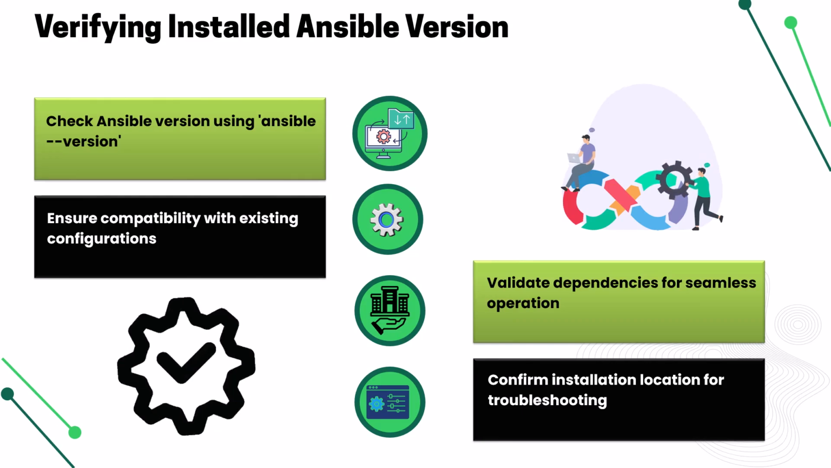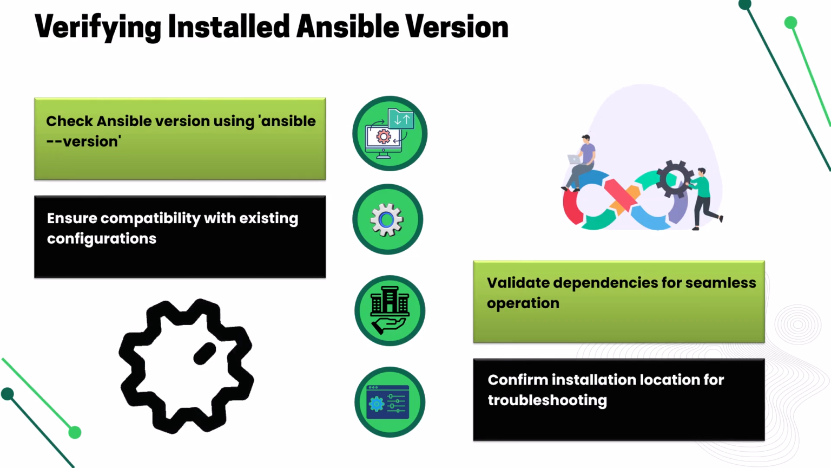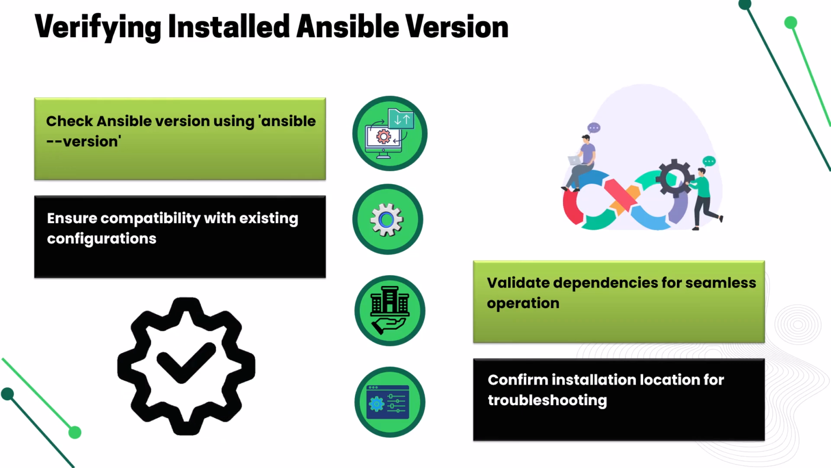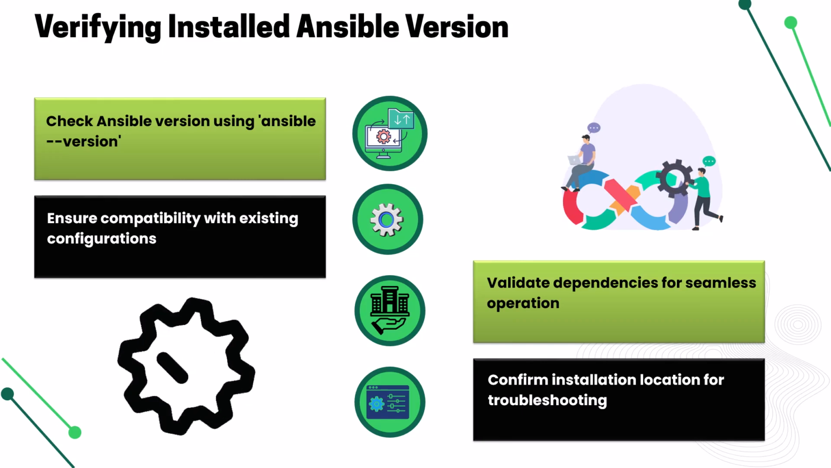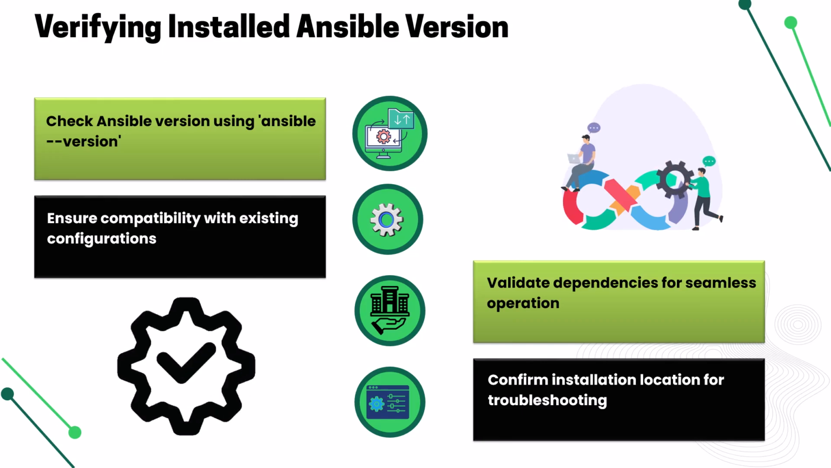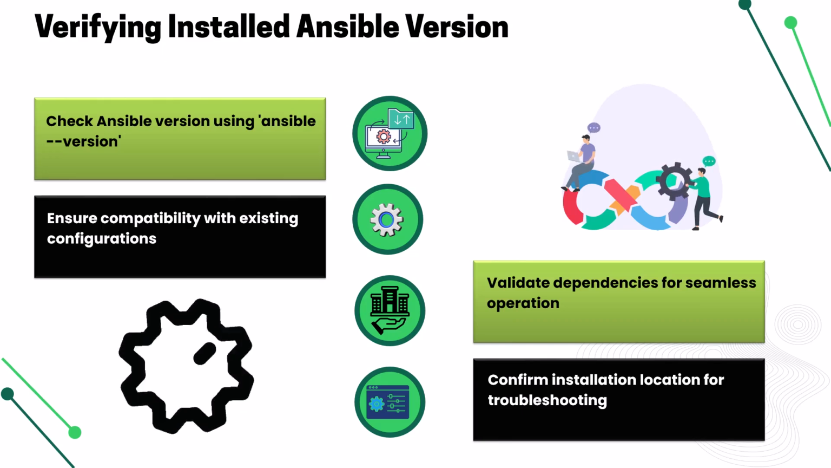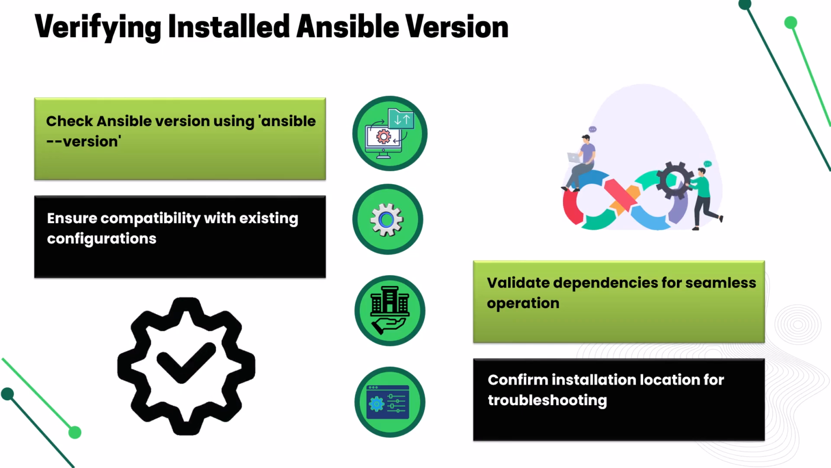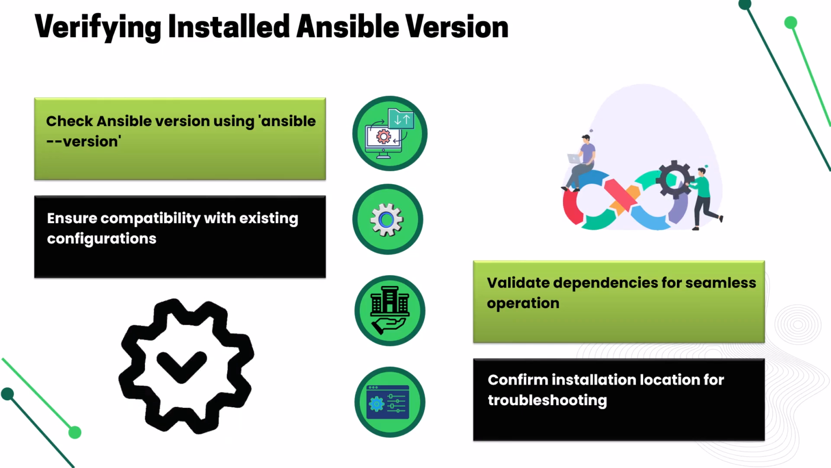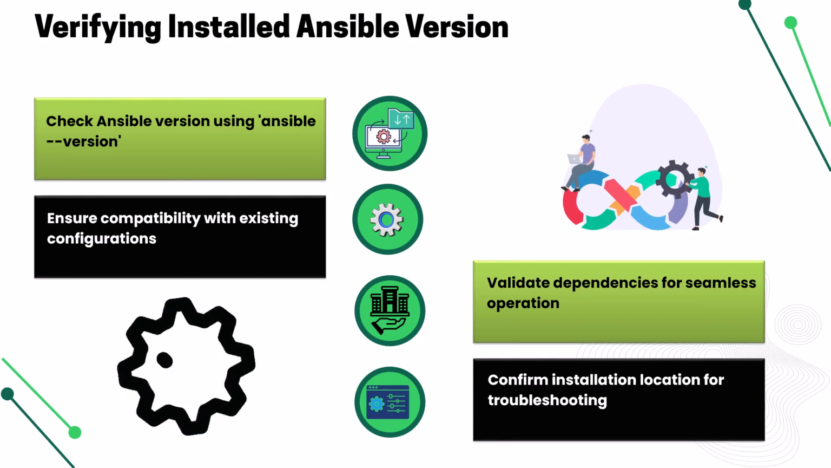Before making any changes, it's crucial to check which Ansible version you're working with. Just like checking the expiry date on milk, nobody wants a surprise. Running ansible --version gives you instant clarity. Compatibility is key, so ensure your configurations align with the installed version. Dependencies can sneak up like uninvited guests. Validate them beforehand. And finally, knowing where Ansible is installed helps avoid confusion down the road.